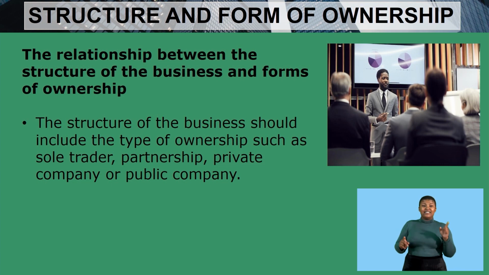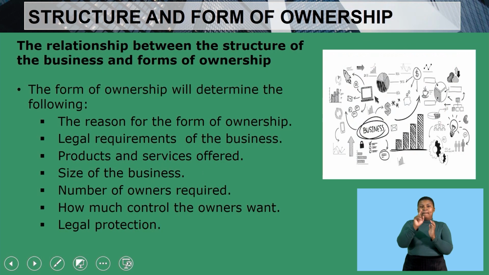It says here the structure of the business should include the type of ownership, such as we've got sole traders, whereby it's only owned by one person, and then we've got partnership, at least two or more people. Then we've got private companies, and we've got public company. This is owned by shareholders. So there should be the relationship between the structure of the business and the forms of ownership.